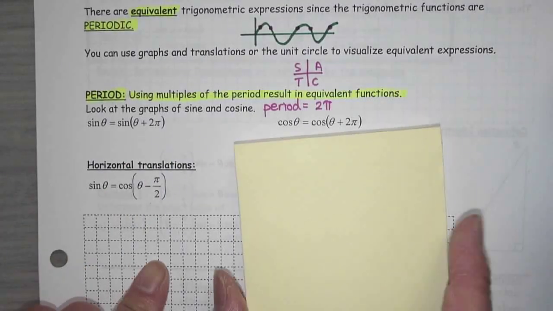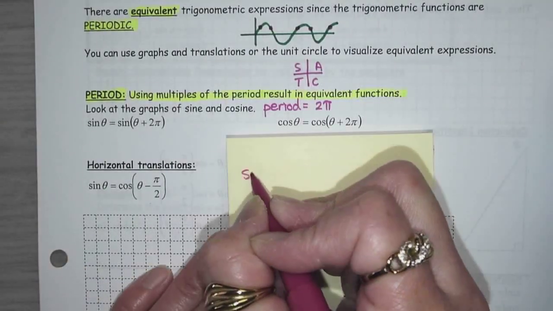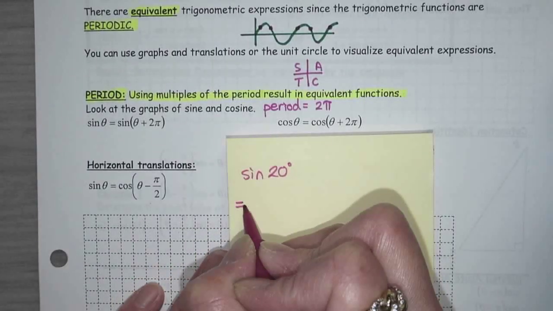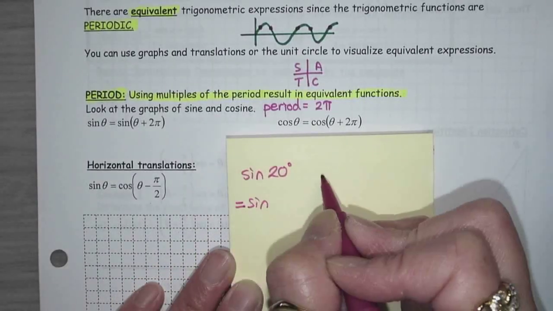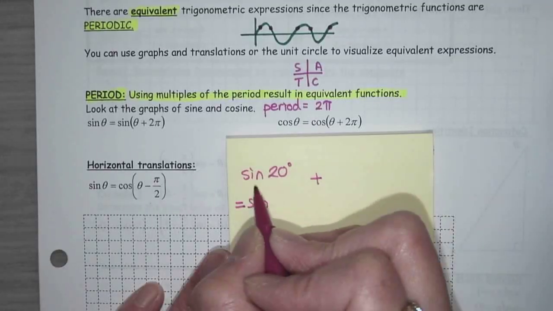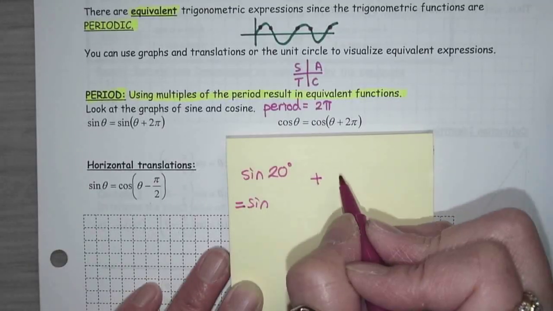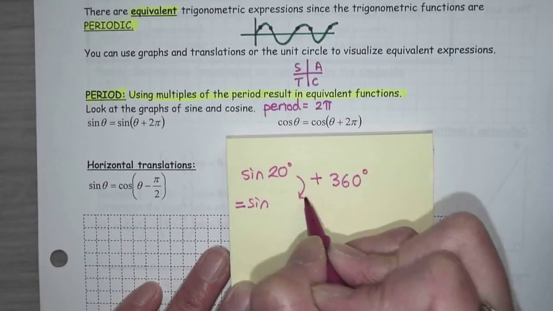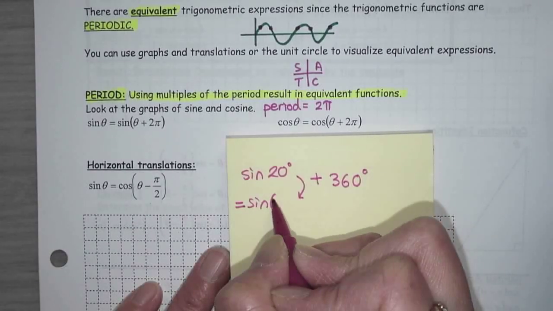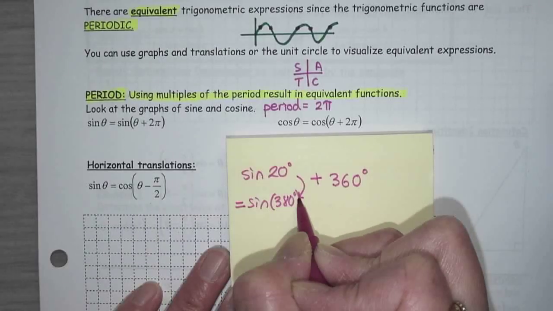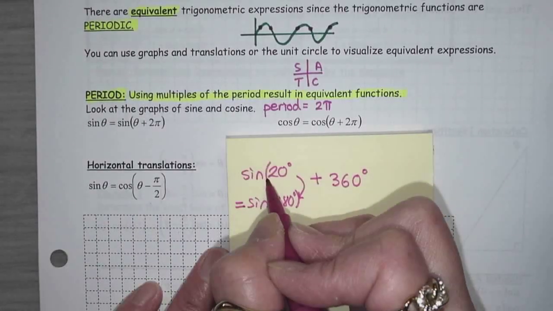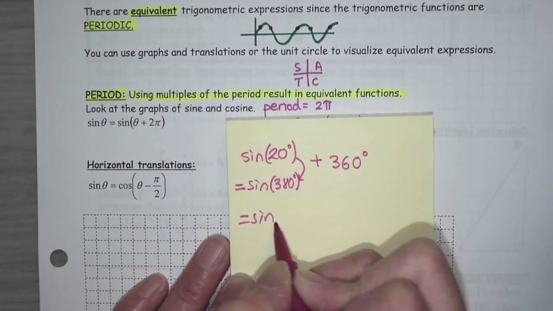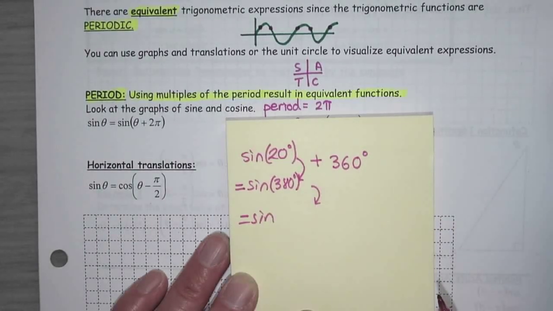What does that mean? So let's look at degrees. If I said to you sine of 20 degrees, I could say that that's the same thing as sine of, I'm going to add the period. What's the period for a sine function in degrees? 360, right? So I'm going to add 360. So this would be the same thing as sine of 380. Does that make sense? So sine of 20 is sine of 380. It doesn't have to be in a bracket, I'm just emphasizing. So what if I added another 360 to it?